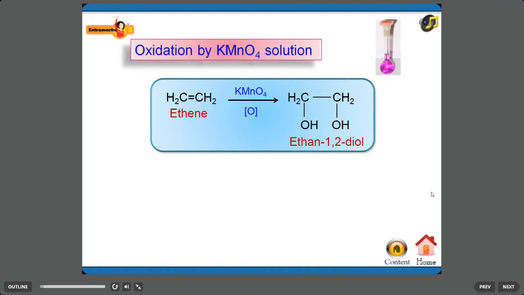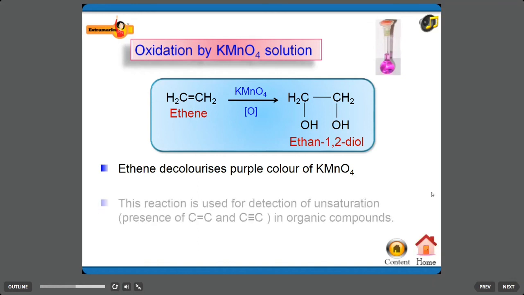Now we will learn about the oxidation of ethene by potassium permanganate solution. Ethene reacts with cold dilute potassium permanganate to form ethane 1,2-diol or ethylene glycol. It decolorizes purple color of potassium permanganate.